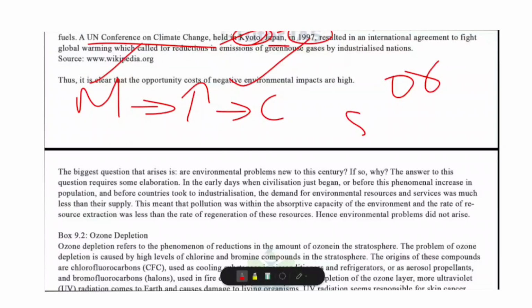What are they? Pollution was within the absorptive capacity of the environment, and the rate of resource extraction was less than the rate of regeneration of these resources. As a result, environmental problems did not occur in the early stages of civilization. It is only with rapid population growth, urbanization and industrialization that human demand has started to exceed the environment's carrying capacity and giving rise to the environmental crisis that we face today.